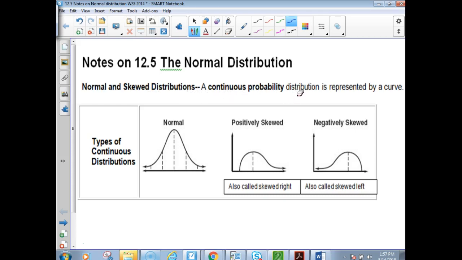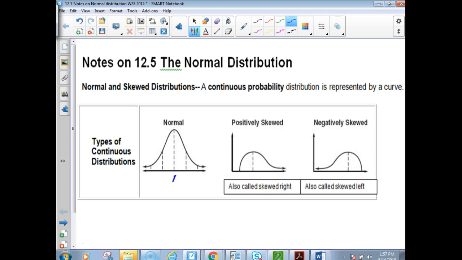A continuous probability distribution is represented by a curve. This is not actually intersecting the x-axis. Things that are outside of the arrows would be outliers. Now, these are types of continuous distributions. This is the normal curve.